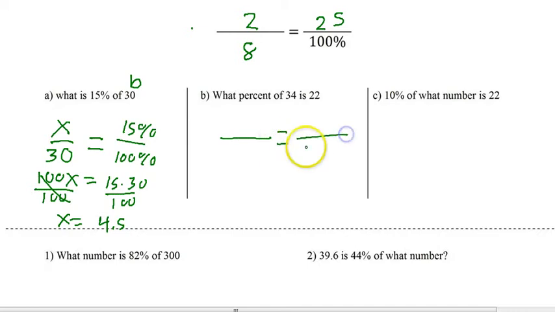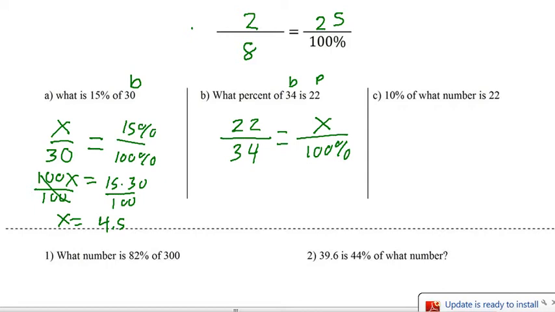Write our proportion, put the 100% on the bottom. It says what percent, which means we're looking for the percent, which goes right above the other percent. Of 34, that makes this our base. Mark the base because we want to know it. It's always the one after "of". Is 22, that's the part. So the one after the "of" is the base, and the other number is the part. The percent is a very easy one.